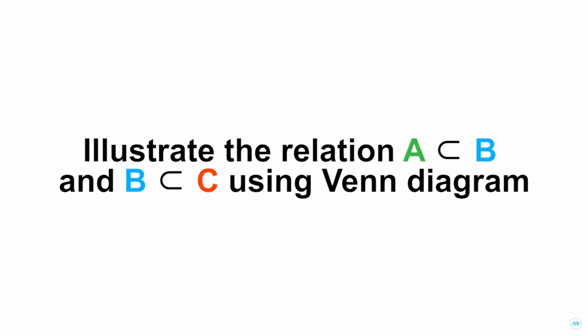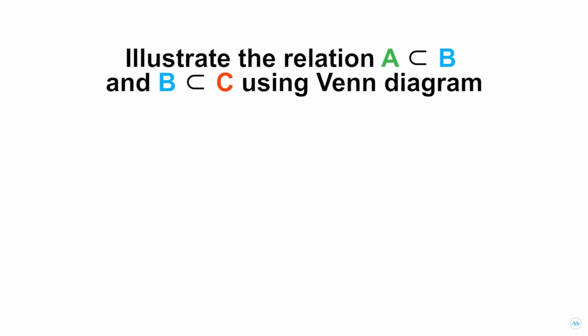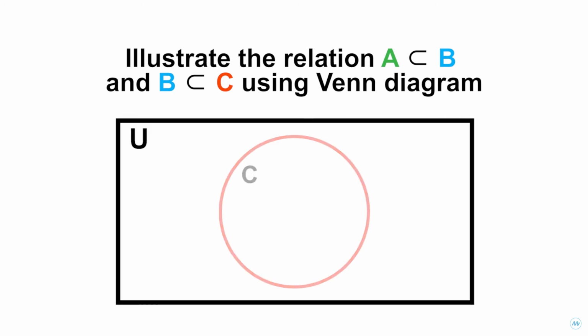How do we illustrate the relation A is a subset of B and B is a subset of C using Venn diagram? The relation suggests that C is the biggest subset in the universal set.